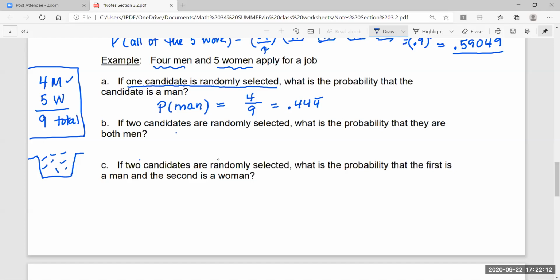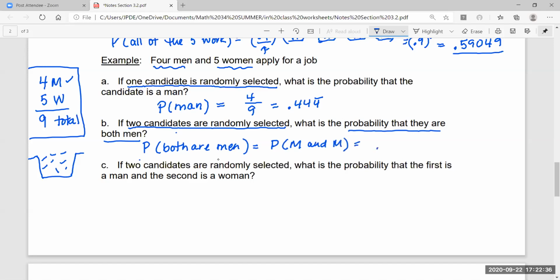Now we're going to move on to B. If 2 candidates are randomly selected, what's the probability that they are both men? Probability both are men. So probability that I get a man and another man. You could think of man, man. It's got the and in the middle, so it's going to be a multiply. So we're going to look at this. What's the chance when we reach in there and we grab out a candidate that we get a man? Well, the first possibility is 4 out of 9.